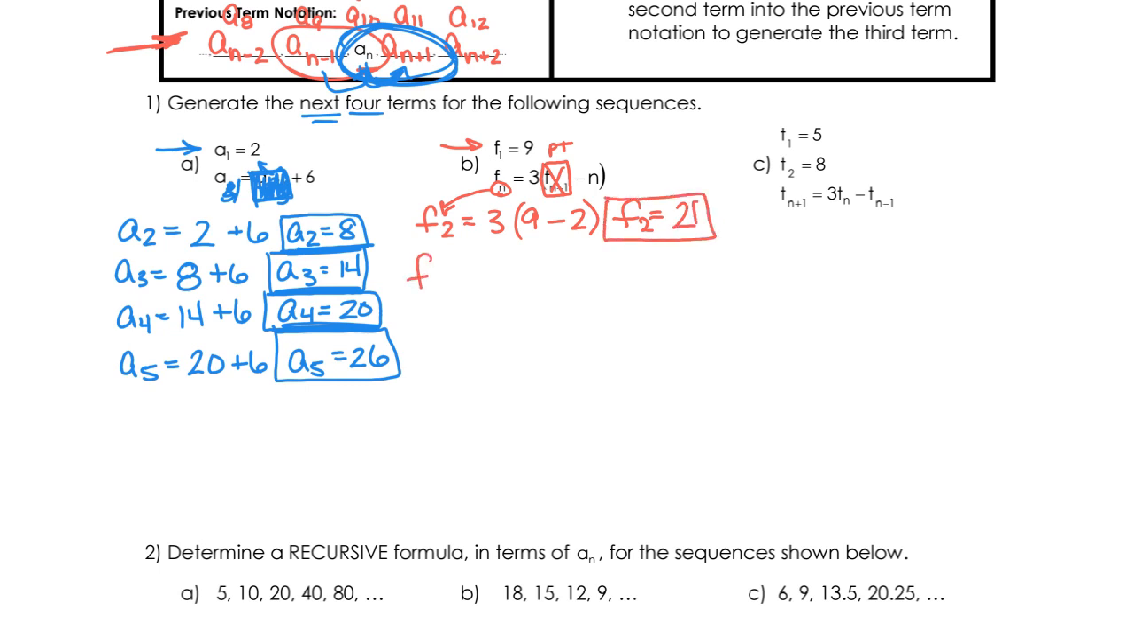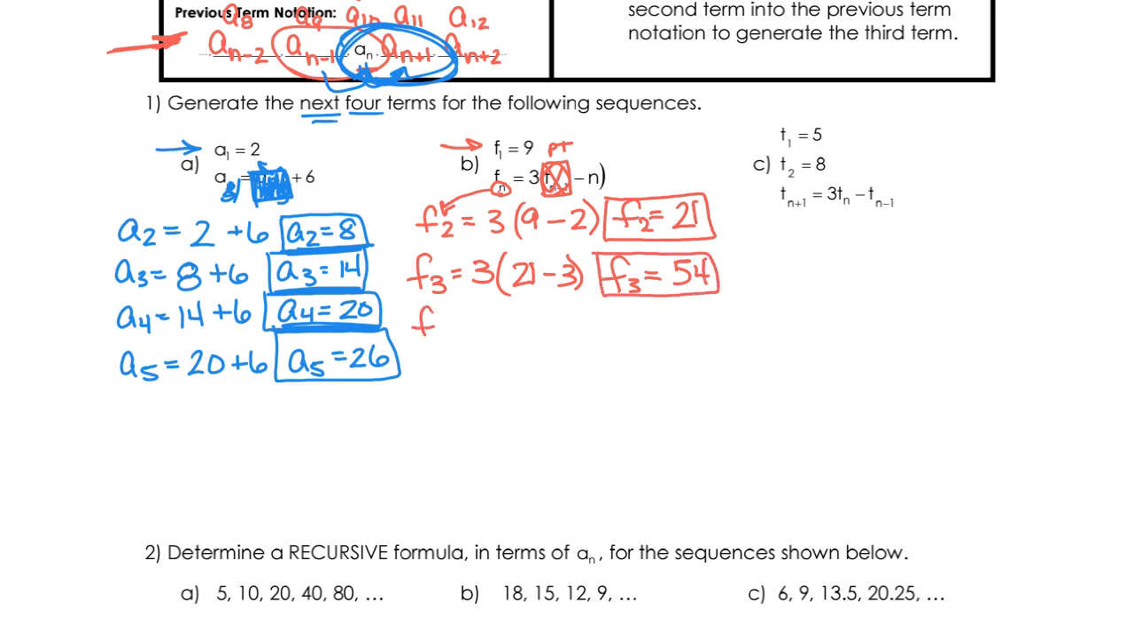And now we're going to go find the third term. Okay, formula says 3 in parentheses. Again, that's our previous term notation. Our previous term is the second term, which is 21. Minus n. Remember, n is our subscript, which is 3. So just make sure that you plug in the right thing in the right spot. Okay, 21 minus 3 is 18. 3 times 18 is 54.